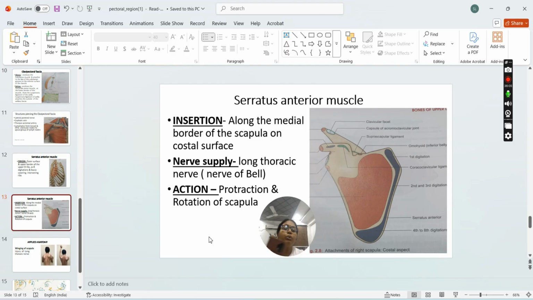This is happening during overhead abduction. When you are raising your arm above 90 degrees, that is called overhead abduction. What is happening during the overhead abduction? So this is the glenoid cavity. This is the inferior angle. From the lateral aspect, the glenoid cavity is now exactly directed upward. So this rotation is called forward rotation or lateral rotation of the scapula. This is done by the serratus anterior. Okay.